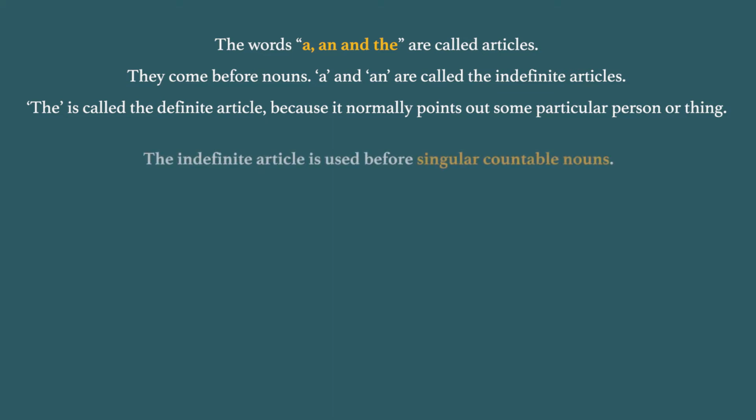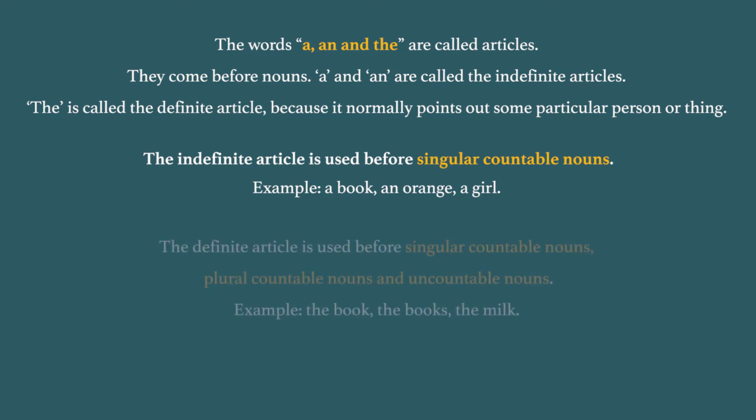The indefinite article is used before singular countable nouns. Example: a book, an orange, a girl, etc. The definite article is used before singular countable nouns, plural countable nouns, and uncountable nouns. Example: the book, the books, the milk, etc.